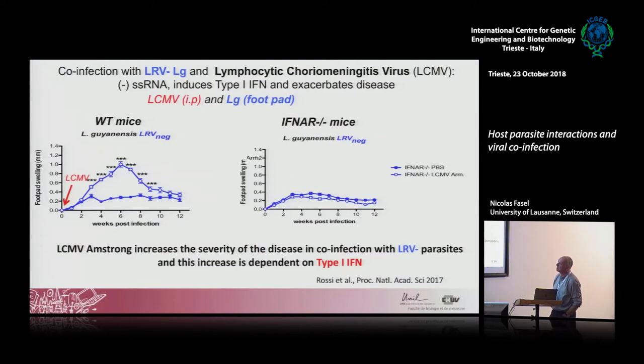And you can see that if you have LCMV, you have a real exacerbation. You produce a lot of type 1 interferon, so you have an increase in the size of the lesion. And everything is depending on type 1, because if you use mice which do not have a receptor for type 1, called IFNAR mice, they will not respond to type 1 interferon. If you use this kind of mice, you can see that now you don't have this exacerbation of the lesion.